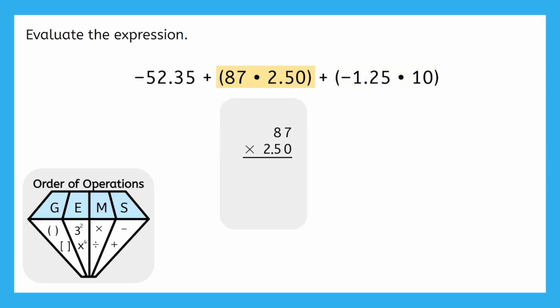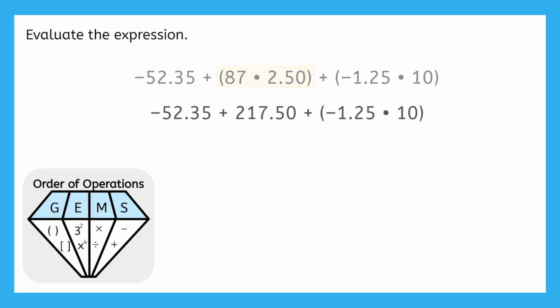Remember, when multiplying decimals, we can shift the decimal points in the factors to work with whole numbers. So shift the decimal in 2 and 50 hundredths 2 digits to the right. Now, multiply 87 by 250. Shift the place value back by moving the decimal in the answer 2 digits to the left. The product is 217 and 50 hundredths, which we'll substitute into the expression.